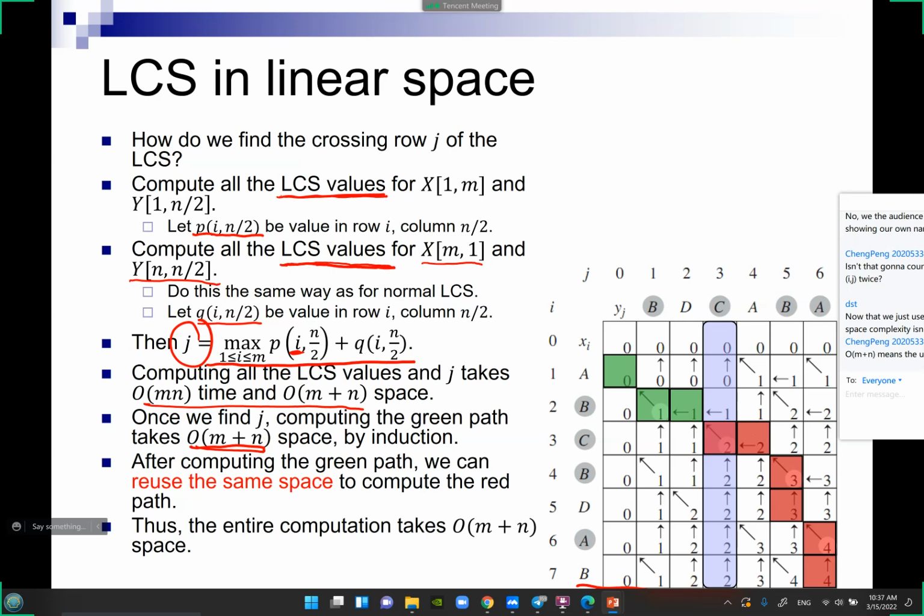Okay, and then after you find the J value, you need to do these recursive calls. But when you do the recursive calls, you can just reuse all the space that we have currently. We can reuse this linear space. So altogether, since we're just repeatedly reusing this linear space, then in total the computation is going to take linear space.